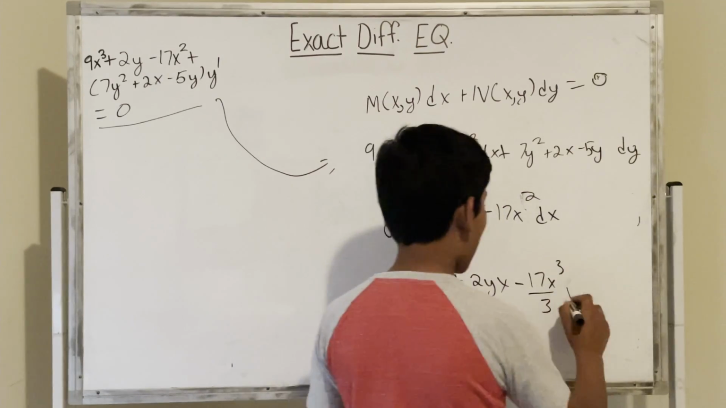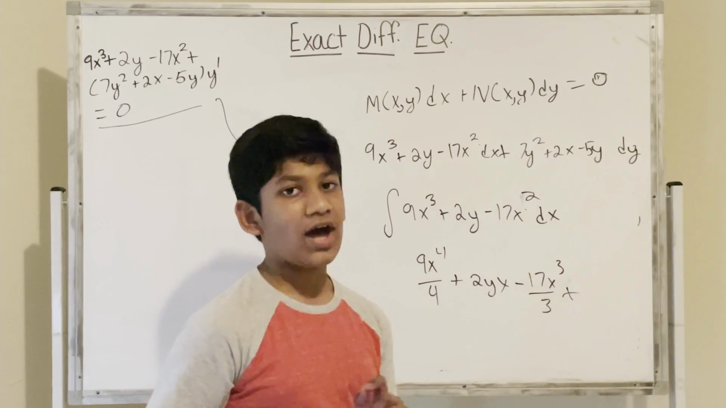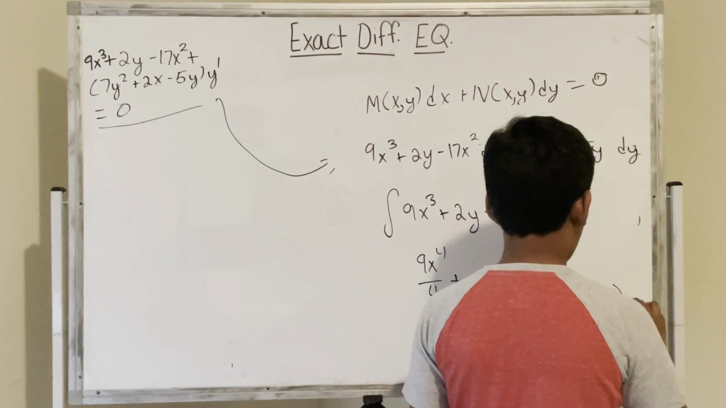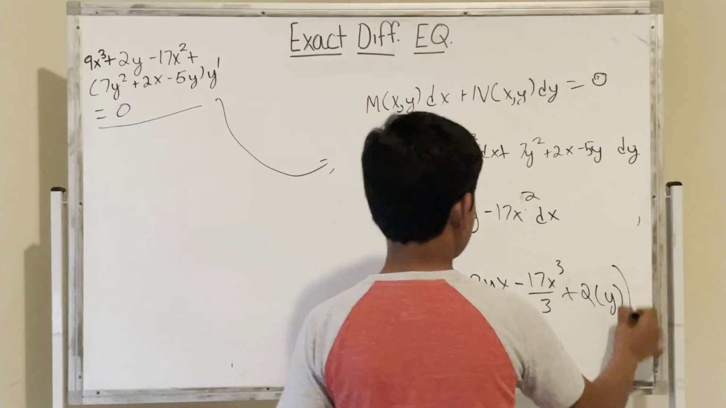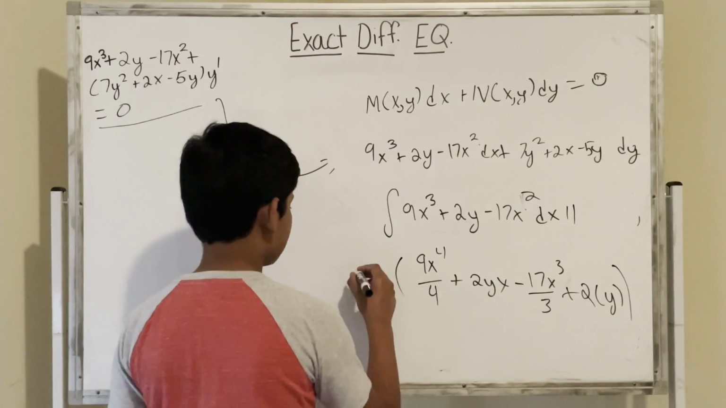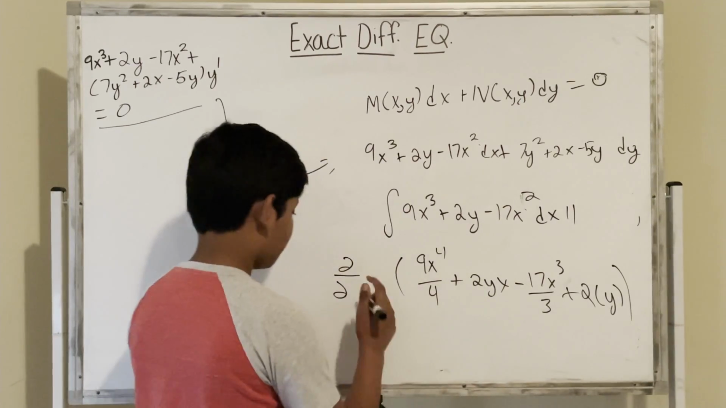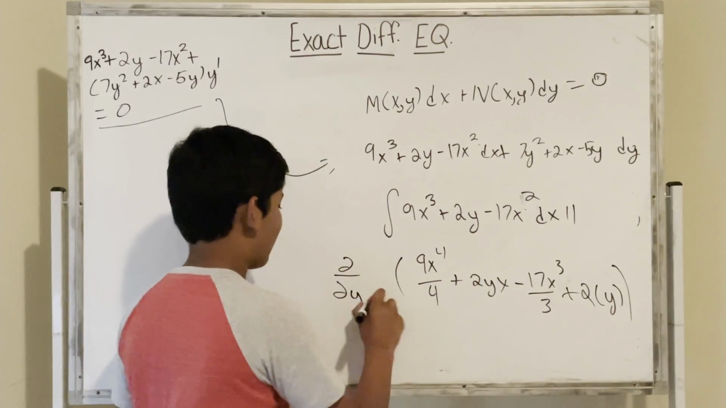And then we're going to add, instead of a plus c, phi of y. So phi of y. And now that we've got this, we can state that this is equal to each other. Now we're going to take the partial derivative with respect to y, since we took the integral with respect to x.